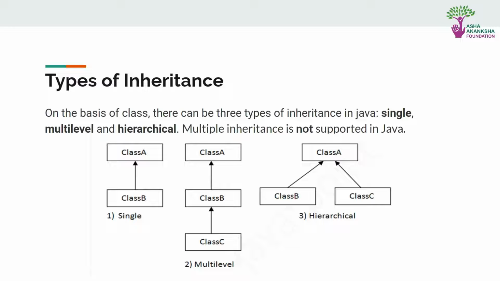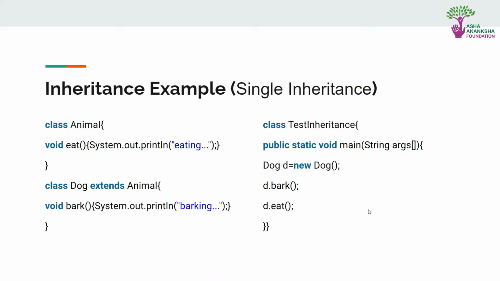Keep in mind that multiple inheritance is not supported in Java. So what is multiple inheritance? It is the case when one class is inheriting from multiple classes. That is not supported in Java. We will come to why that is not the case. So here is the diagram: single, in which one class is inheriting from one, multi-level, and hierarchical.